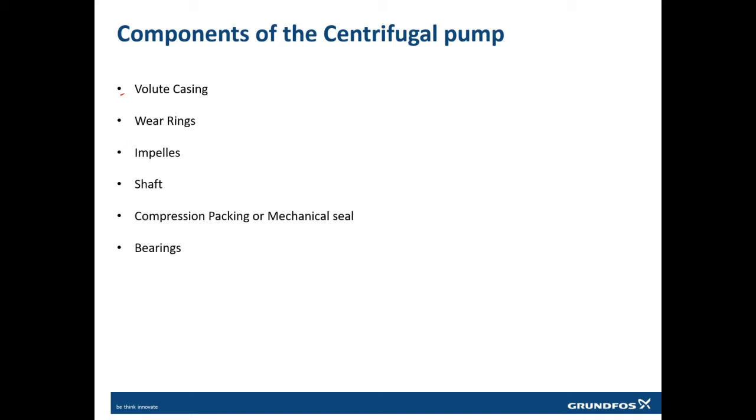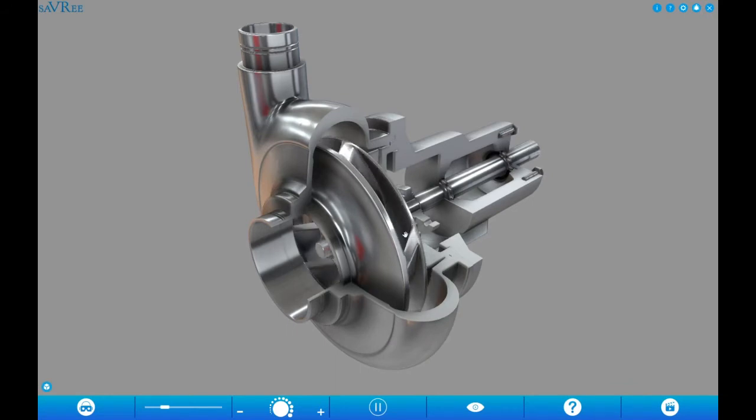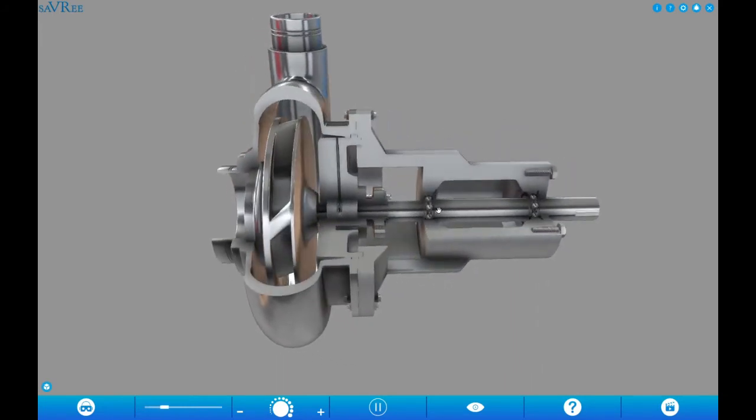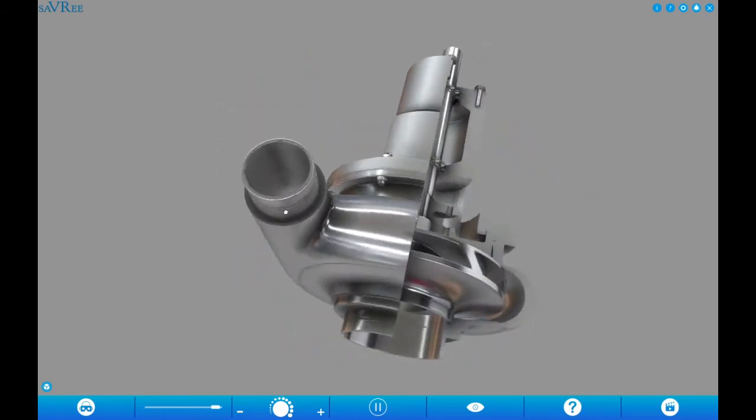I know for some of you these terms will look out of this world, because it might be very new for you, or for some of you, you might already know. So to make things simpler, I have a small animation. This is how the pump looks, and this is the volute. This is the moving part, the impeller. This is the shaft of the pump. These are the bearings. This is the packing gland. This is the inlet, and this is the outlet of the pump.